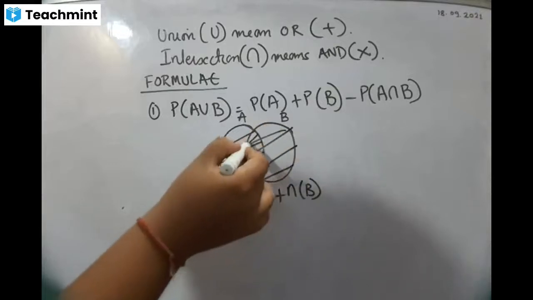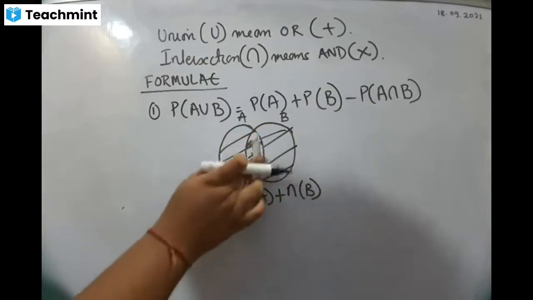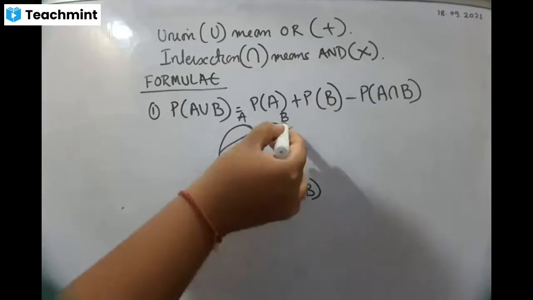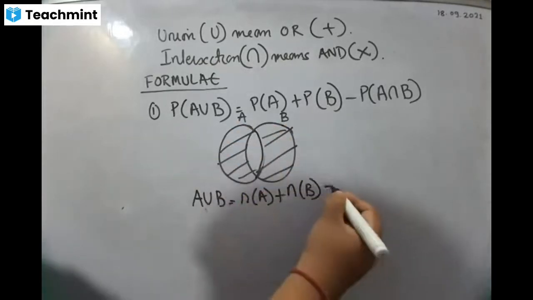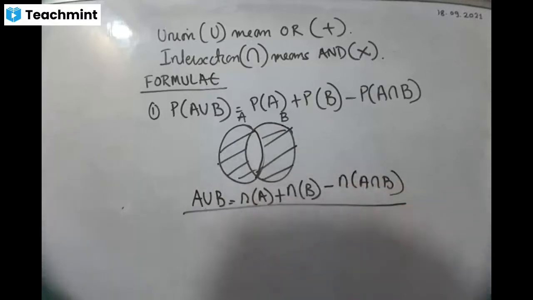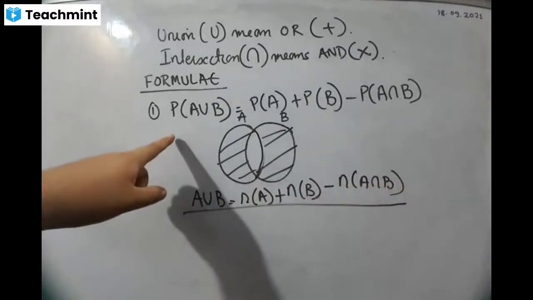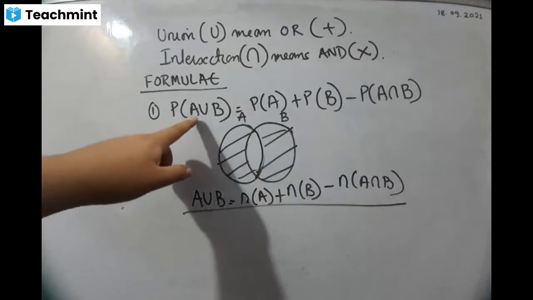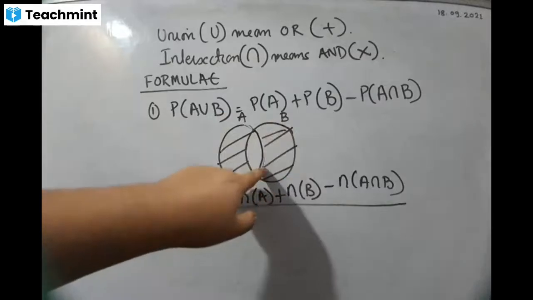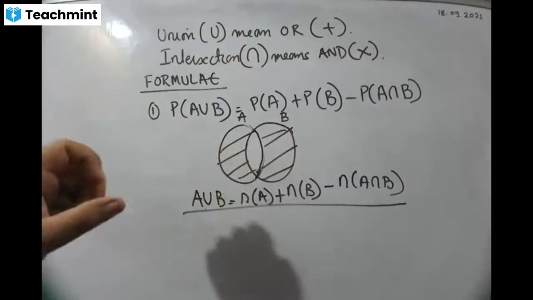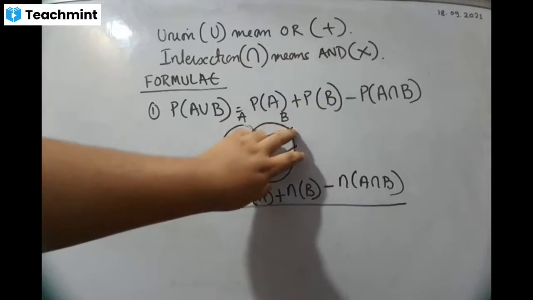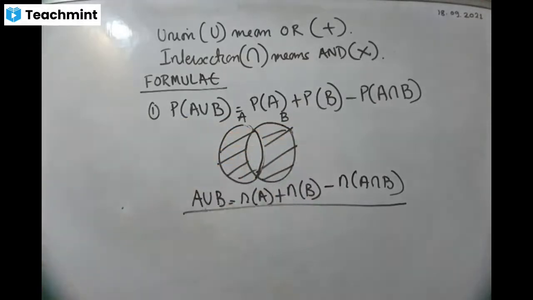Got it? But this particular part, the common part, you have taken twice, isn't it? Because when you took A, you took the whole thing, and when you took B, you took the whole thing. So you have to subtract the intersection part, A intersection B. So this is the meaning of A union B. The same thing is applicable here. So probability of A union B, the probability that the event A or the event B happens, will be equal to probability of A plus probability of B minus probability of A intersection B.